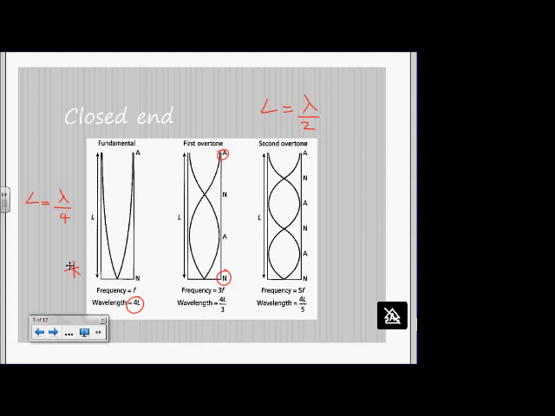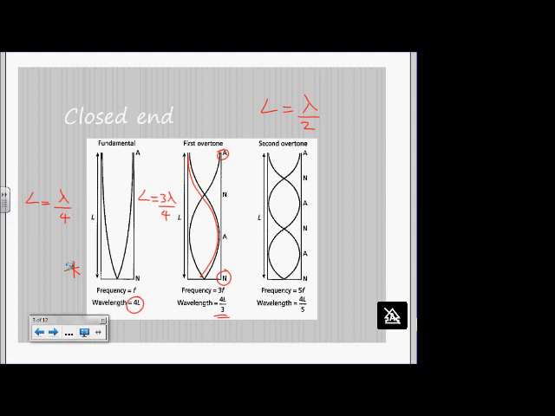So therefore, what we've got in this situation is 3/4 of a wavelength, so that the length of the tube is equal to 3 lambda over 4, and that's just rearranging that. That's where we get the wavelength there is 4/3 of L.